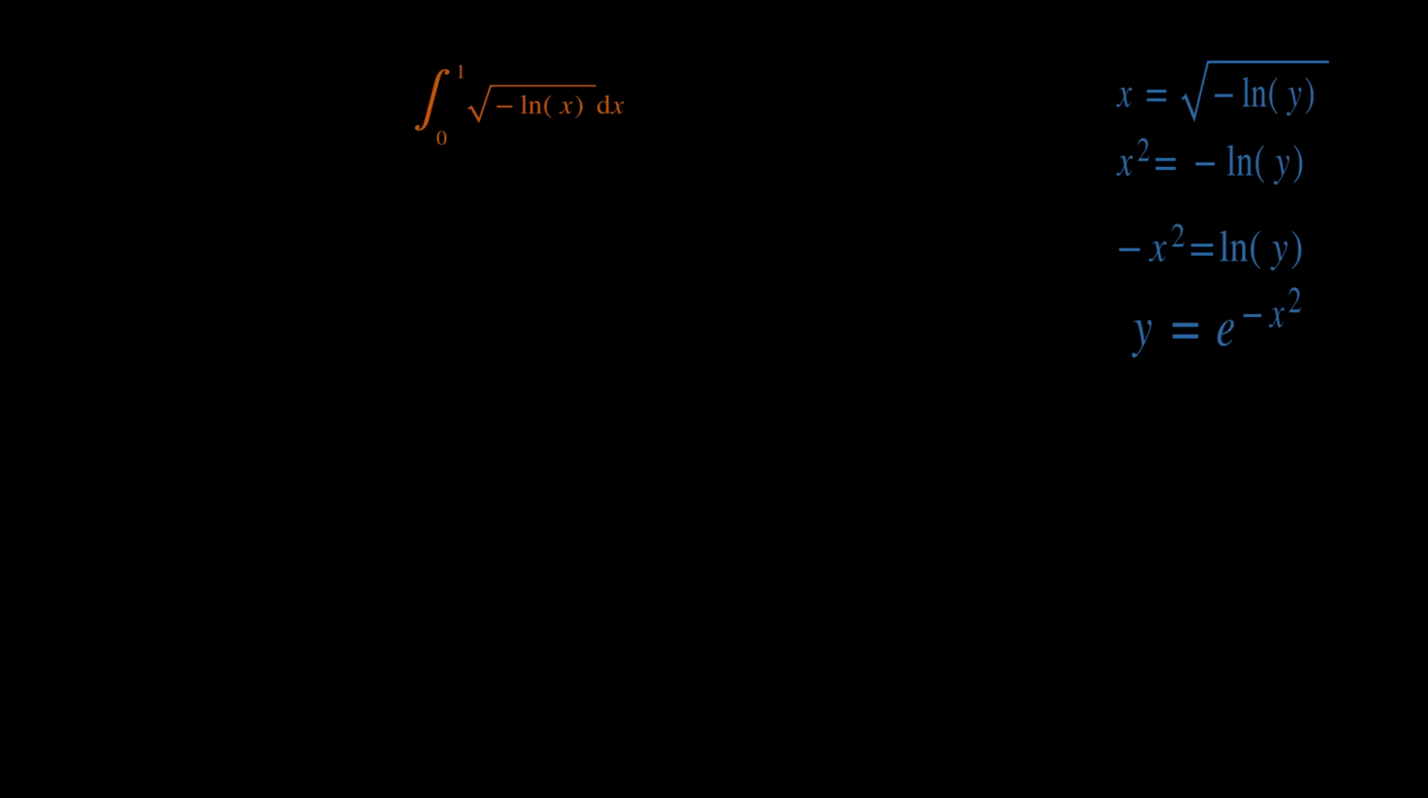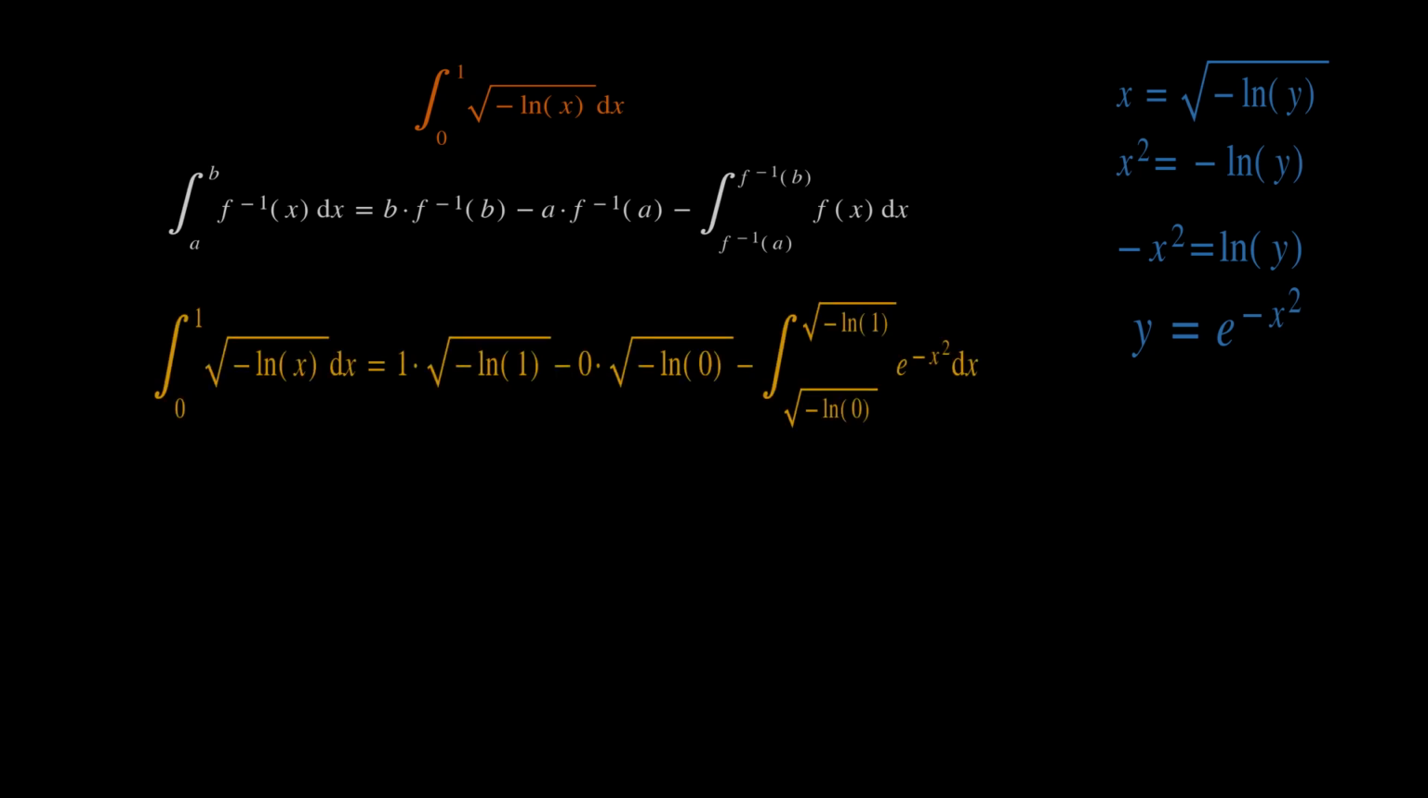Well, now using our formula for the definite integral, we see that this integral from 0 to 1 of the square root of negative log of x dx will just be equal to 1 times the square root of negative log of 1, minus 0 times the square root of negative log of 0, minus the integral between the square root of negative log of 0 up to the square root of negative log of 1 of e to the negative x squared dx.